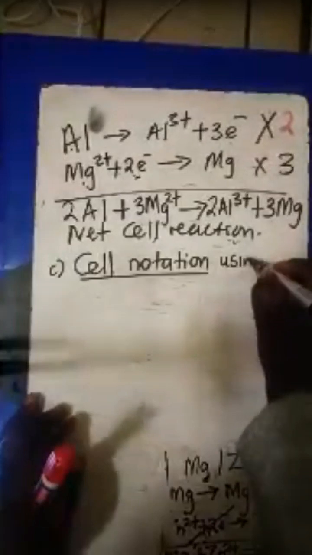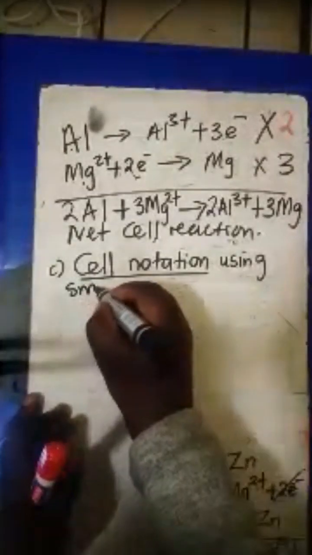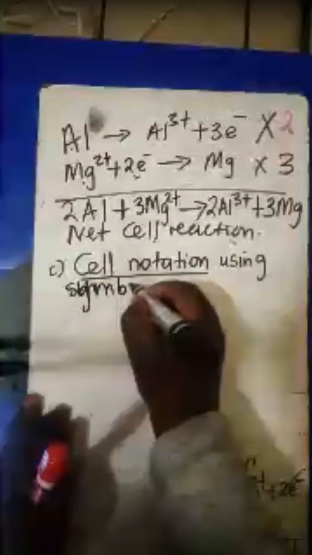After net cell reaction, there's what we call cell notation. I want to use the same examples which I have here, then you can understand it better. The number 3 aspect is called cell notation. For this one, you are using symbols for a galvanic cell.